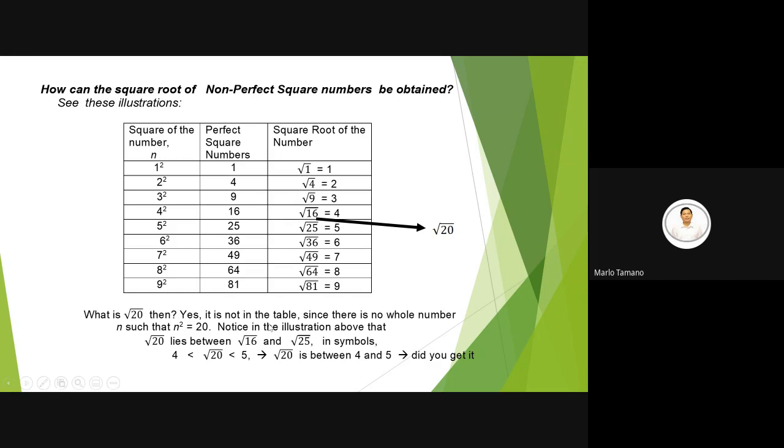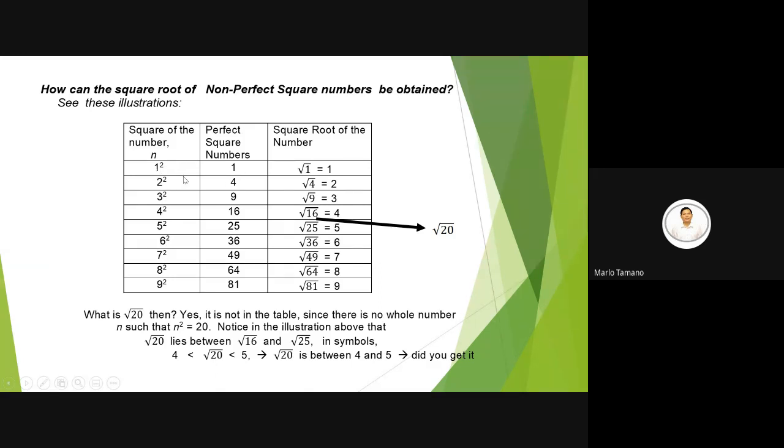So how can the square root of non-perfect square numbers be obtained? See this illustration. The table is divided into 3 columns. The first column, we have the square of the number. Second, we have perfect square numbers. Third, square root of the number. So n represents the numbers to be squared. Your n is 1, then if you square, that is 1.